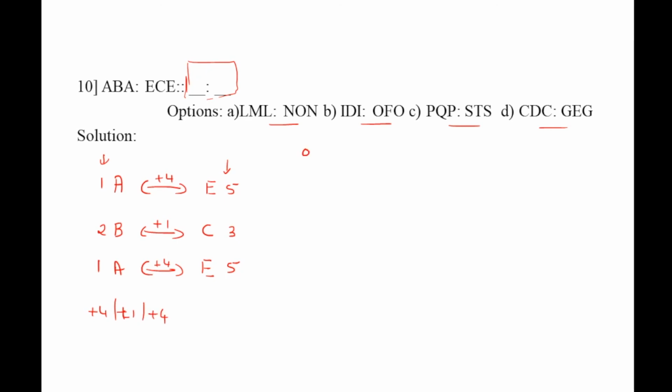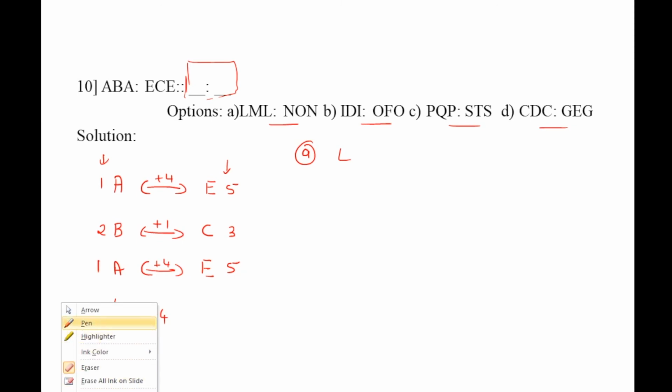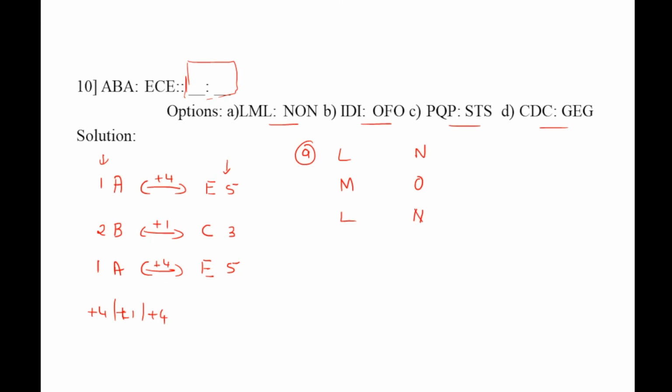So when I consider option A, it's like L, M, L and N, O, N. I will write it column wise so that you can understand it better. What is the relationship between this? L is 12, N is 14. So it differs by plus 2. But my logic is plus 4, right? A and E plus 4. So it is not an option. Just leave that option. Next, go to B.